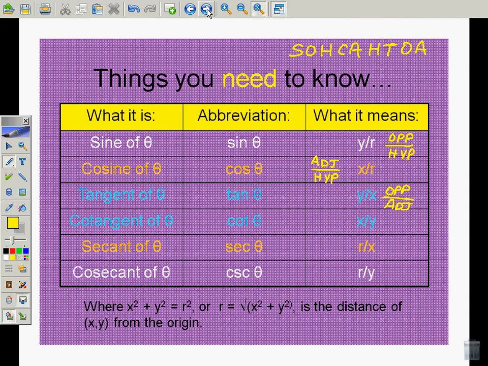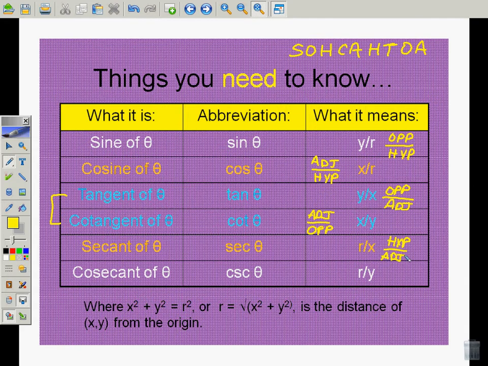So when we look at the cotangent, cotangent goes with tangent. They're partners. That's why they're in the same color. You'll see them here. And so cotangent is the reciprocal of tangent, and so instead of being opposite over adjacent, it's going to be adjacent over opposite. Secant is going to be the reciprocal of cosine, so it's going to be hypotenuse over adjacent.